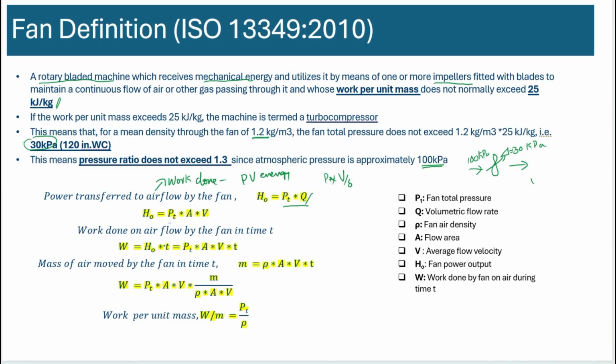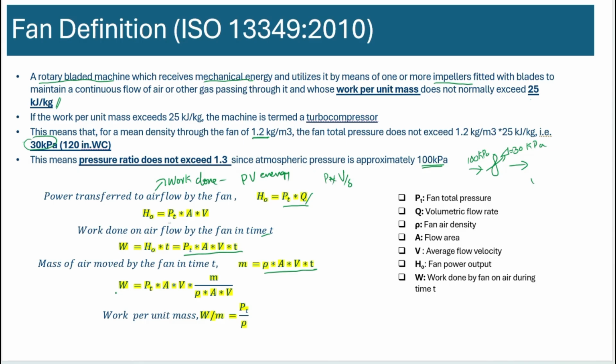Now what is the work done? The definition is based on work done. So you have to multiply this by the time factor. Supposedly you're operating for time T, then the work done is basically P_T times A times V times T. The mass of the air moved in time T is basically rho times A times V times T.